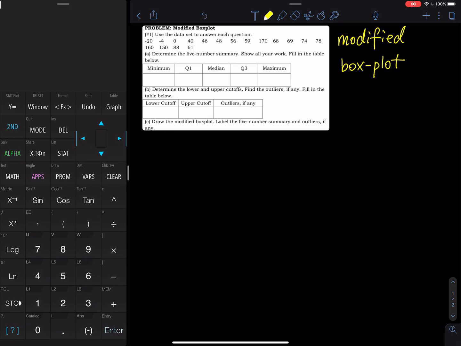The purpose of using a modified boxplot is to detect outliers. So let's say we have 40 people in the class, and they took a test, and the scores are pretty disappointing. So 39 people got a failing score, so very low scores, and then one person got a perfect score.